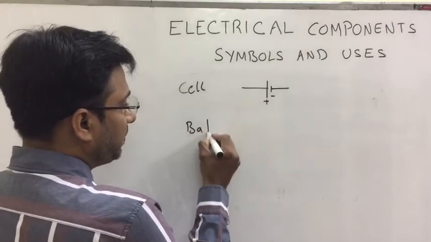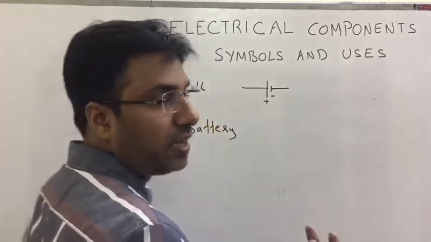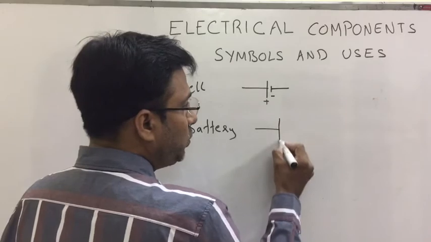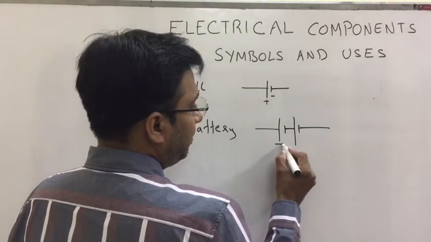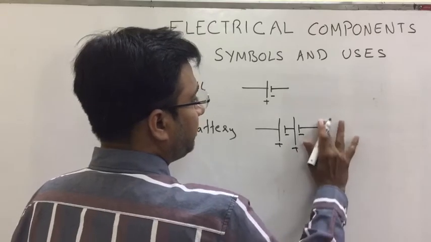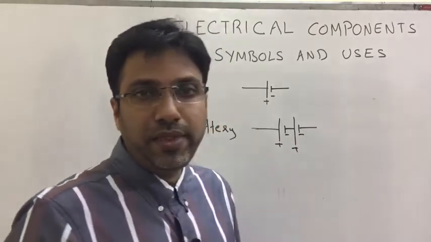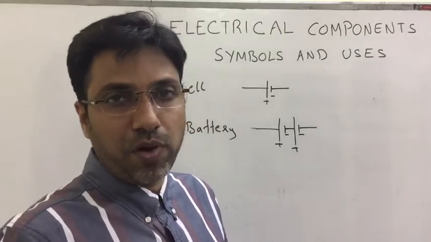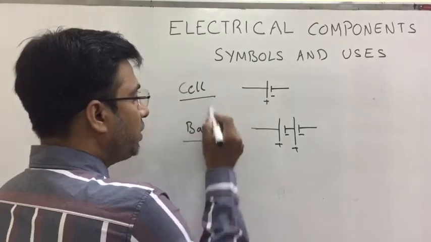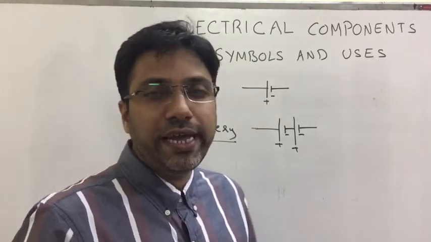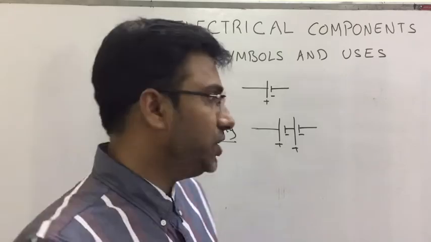Battery. If there are more than one cell, we call it a battery. For example, two cells are there. Plus minus. Battery. It can be 3 cells, 4 cells, any number of cells depending upon the use. The use of cell or battery is that they provide electrical energy. They are sources of electrical energy.